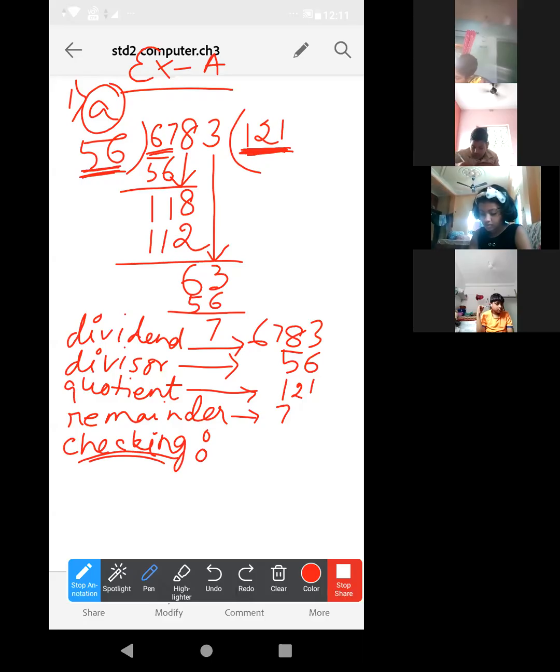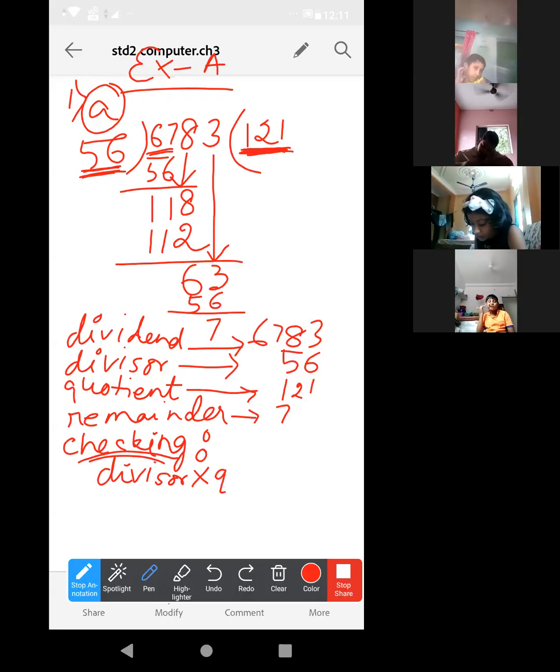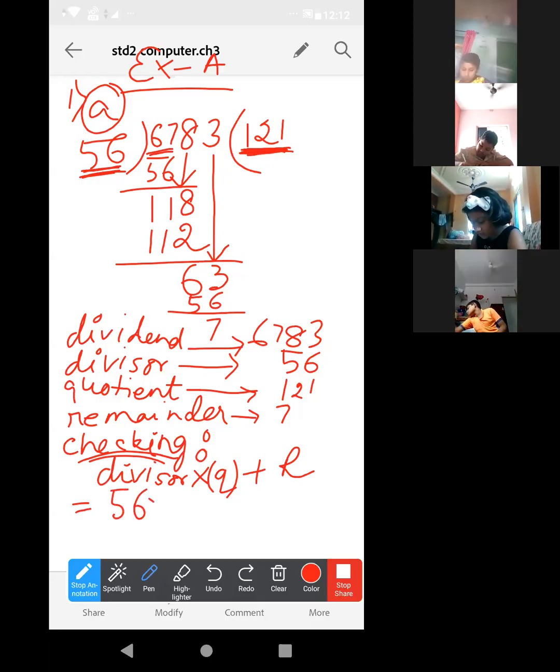How to check? I told you that dividend is equal to divisor into quotient plus remainder. So just write divisor into quotient plus remainder. I am writing Q and R for short, but you will write the whole word. So write divisor, that is 56, into 121 plus remainder, that means 7.